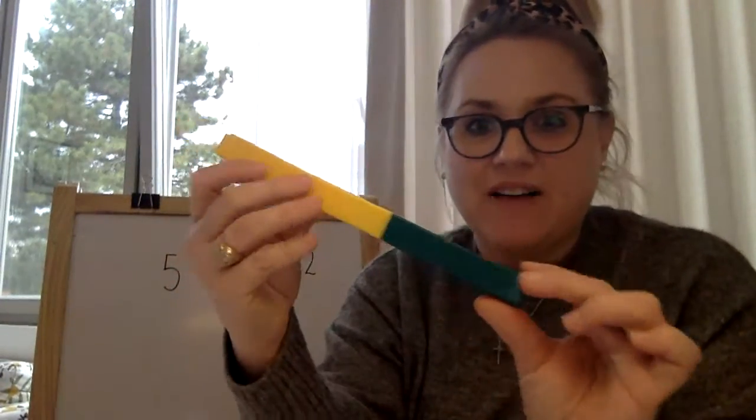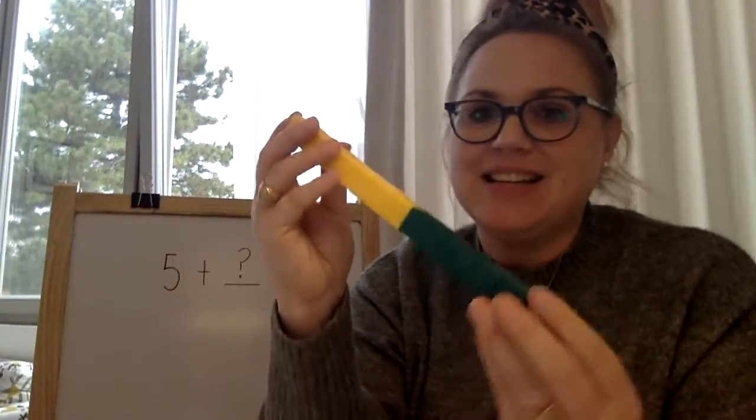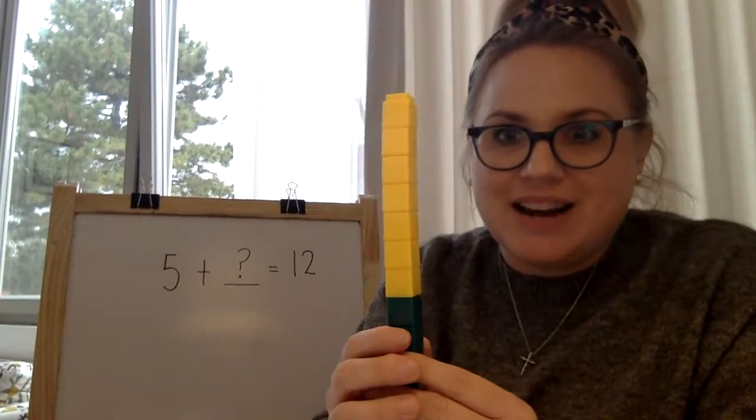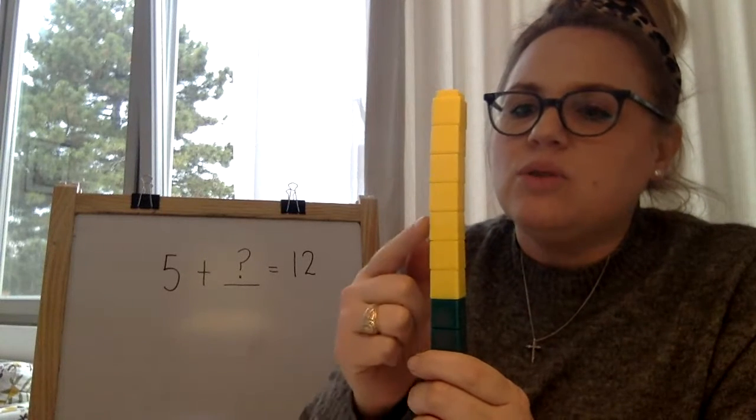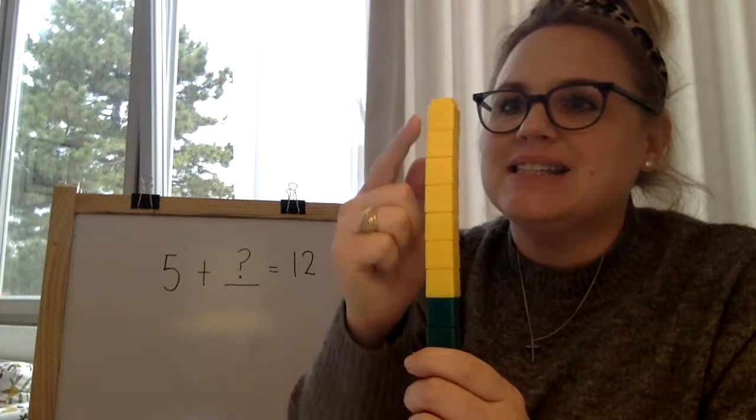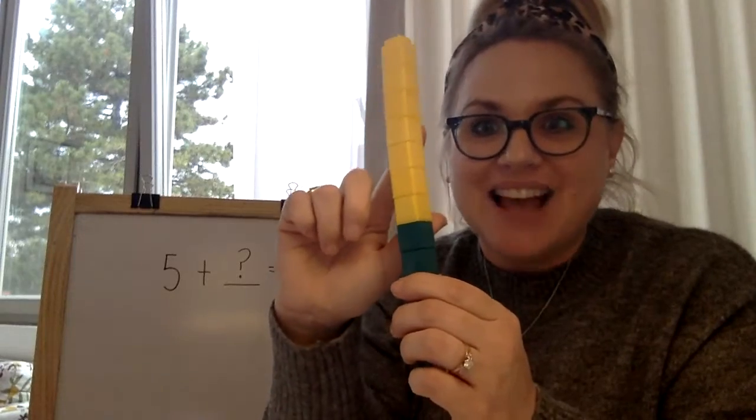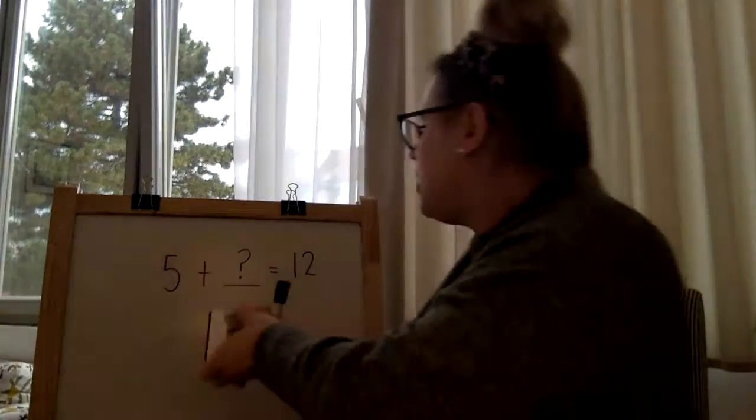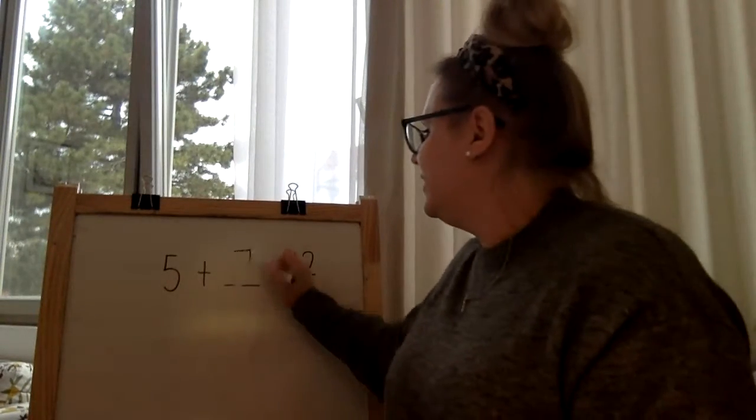He started with 5, the green ones. Sarah gave him some more until he had 12. So I'm trying to figure out how many yellow cubes did Sarah give him. Ready? Let's count together. 1, 2, 3, 4, 5, 6, 7. That's right. 5 plus 7 equals 12. So I can erase my question mark, and in the blank I can put 7.